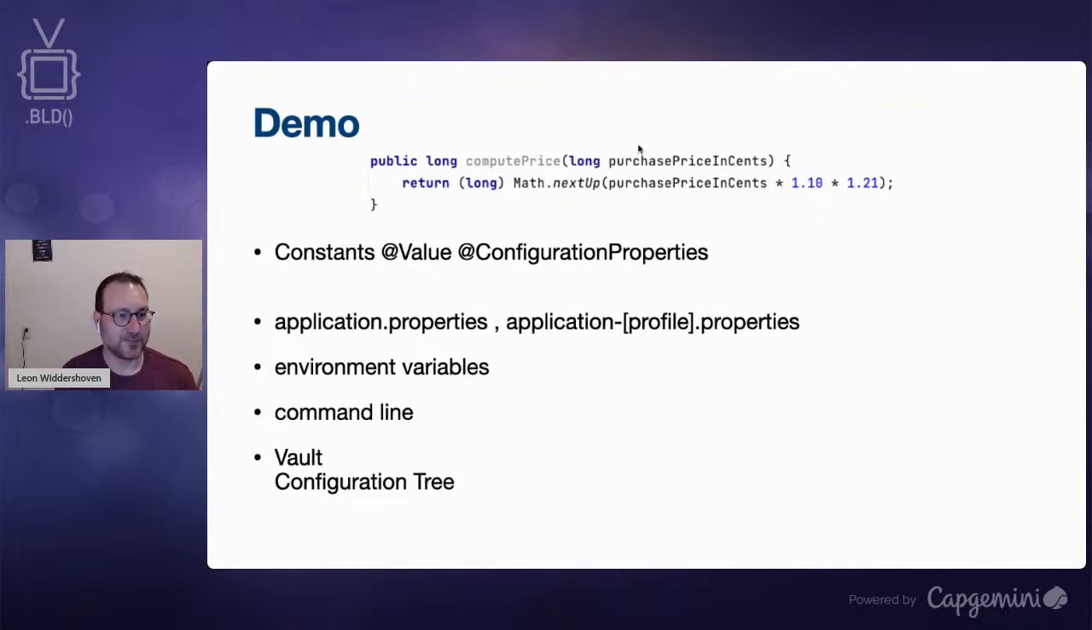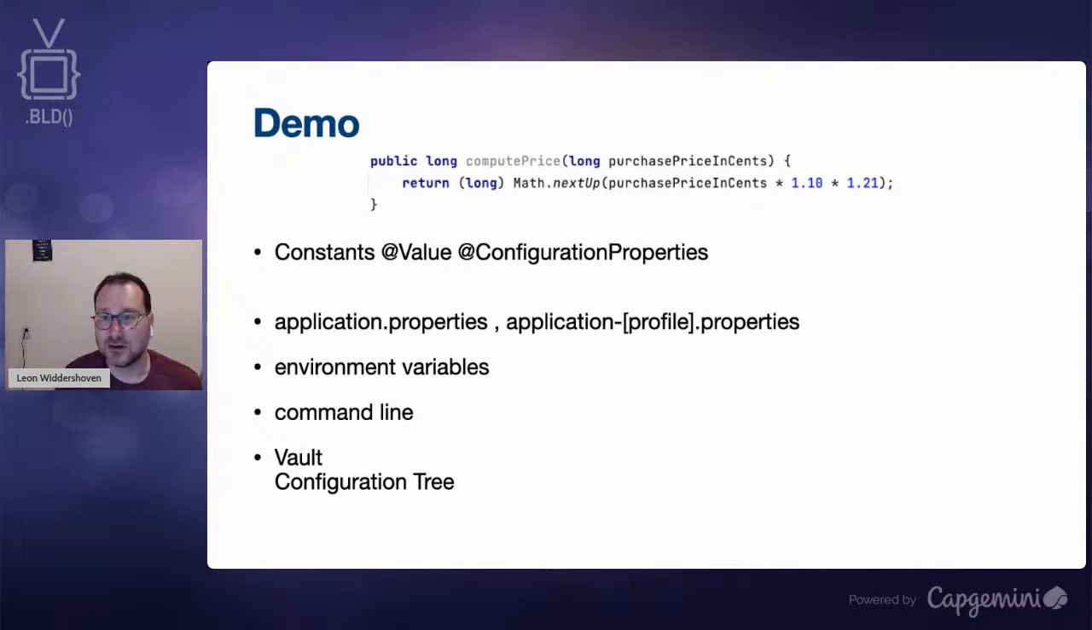So for the demo, I'm going to start by looking at the piece of code that you see here, the compute price, and I'm going to talk about constants there. Then I'm going to inject @Value. Then I'm going to apply the configuration properties and tell a bit about the differences. Then I'm going to change application and application profile properties to see how the override order works. You might already know this, but sure. Override something with an environment variable, add a property file through the command line, so externalize the property file, and then connect to the vault and read the configuration tree from HashiCorp Vault.